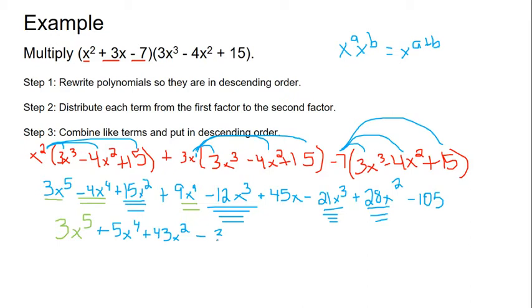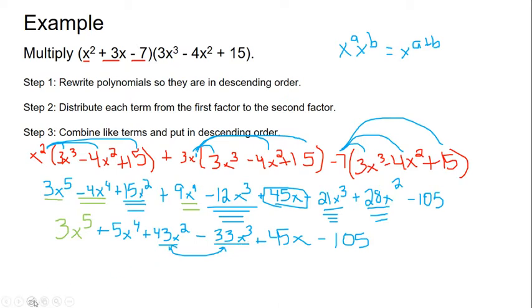cubed. Then we have our 45x that doesn't have any other like terms, so we're just going to write plus 45x. And then our very last term that's all by itself also is our minus 105. So now we have all of our like terms combined. Now we just need to make sure it's in descending order. So we just need to swap the x squared and the x cubed.